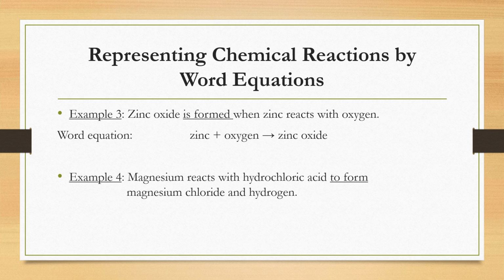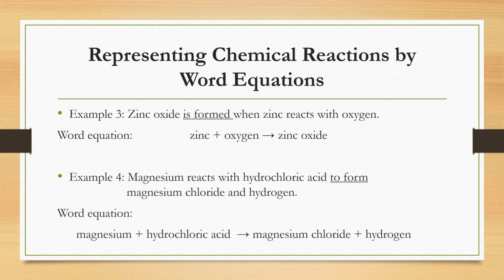Let's have a look at another example. Magnesium reacts with hydrochloric acid to form magnesium chloride and hydrogen. Magnesium and hydrochloric acid are the reactants in this reaction, whereas magnesium chloride and hydrogen are the products. Hence, the word equation for this reaction is magnesium plus hydrochloric acid gives magnesium chloride plus hydrogen.